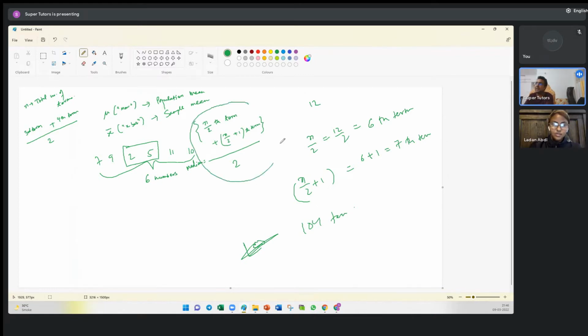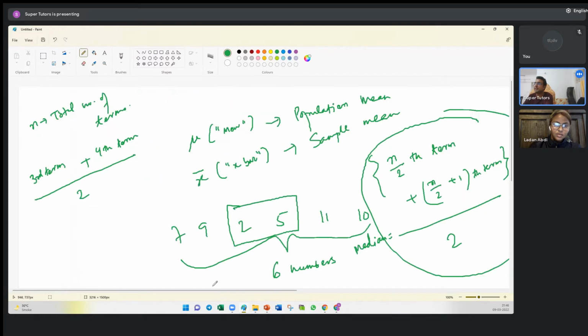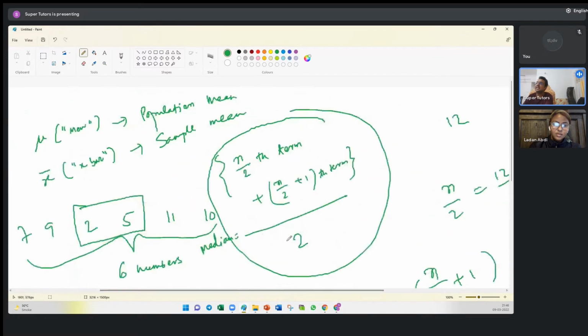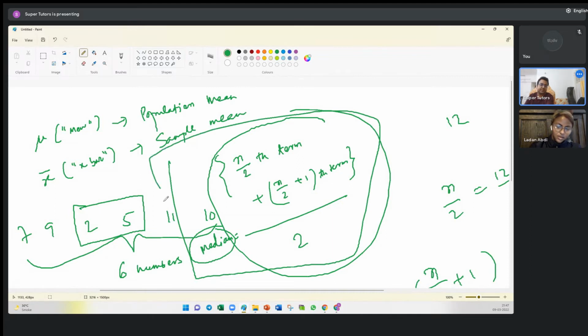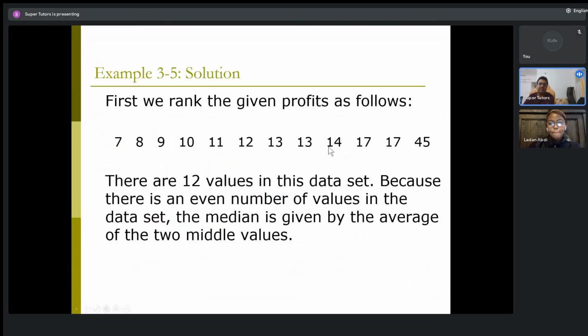If you look at the formula here, if you want, I can zoom in. So you have to basically take the average of the n by 2th term and the next term. So n by 2 plus 1th term. That's your median when n is even. Don't need to jot down anything. You will have the recording, so you can look at the discussion again. Is it fairly straightforward?